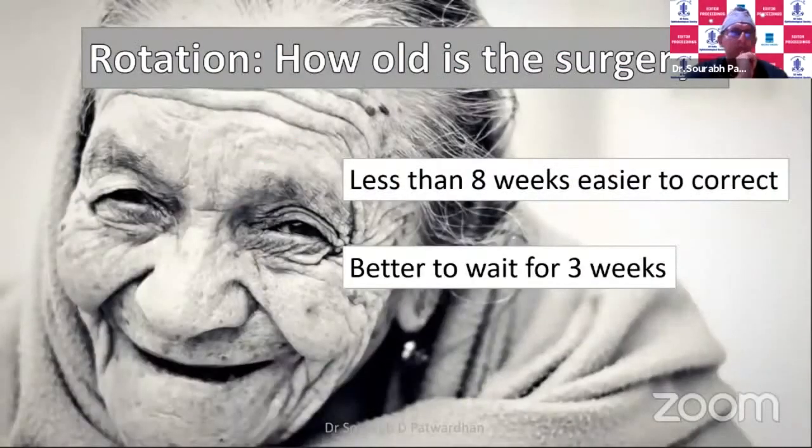So when should it be rotated? Less than 8 weeks post-operatively is easier to correct. Of course, in an individual case, you can do it later also. And it is always better to wait for 3 weeks for the capsule to become a little more sticky and then rotate the IOL. Now, how much to rotate?